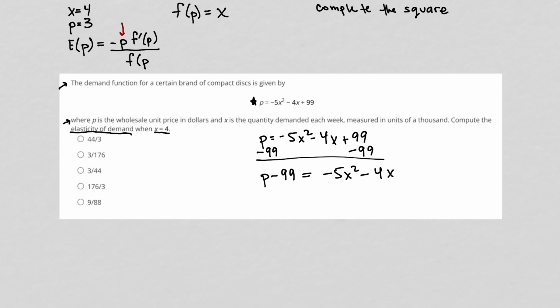Next, I'm going to divide everything by negative 5. Why am I going to do that? Because when I complete the square, I want my first term to just be a positive x squared, nothing else. So I'm going to divide everything by negative 5.